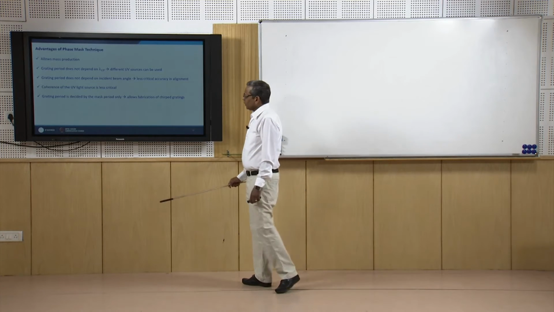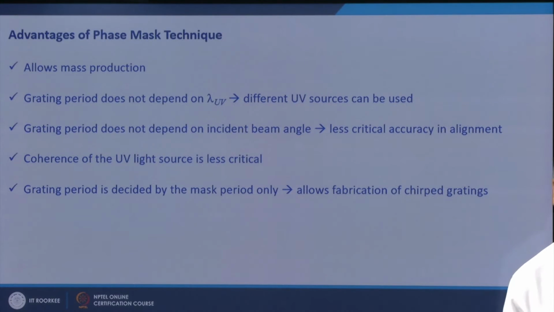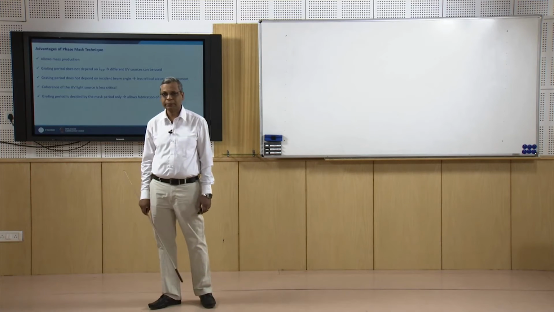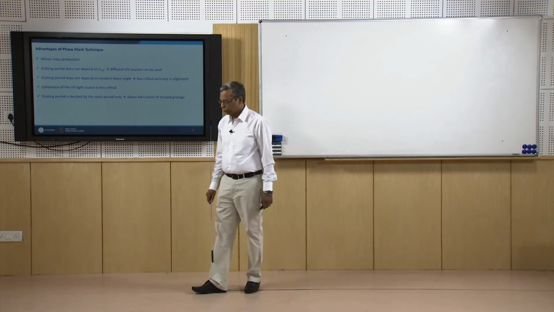Since the grating period is decided by the period of mask only, so I can fabricate the chirped grating very easily. Only thing is I will have to introduce that kind of chirp in the mask, then I can translate that into the grating also.